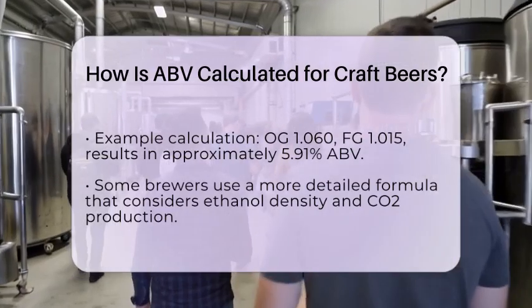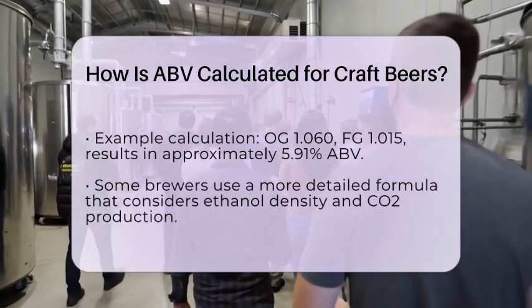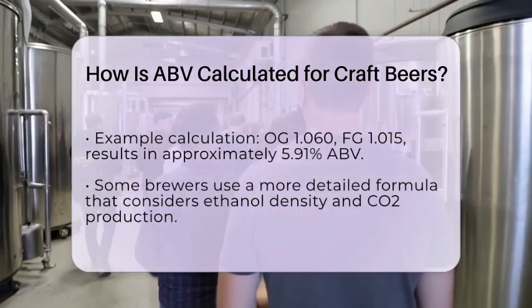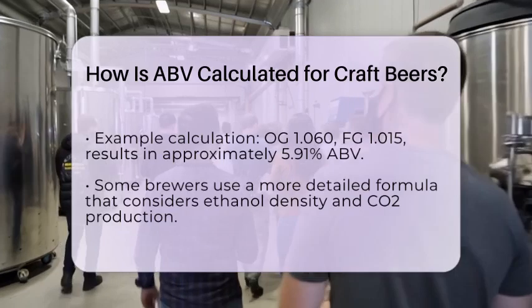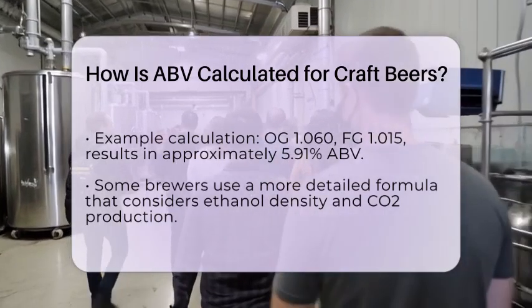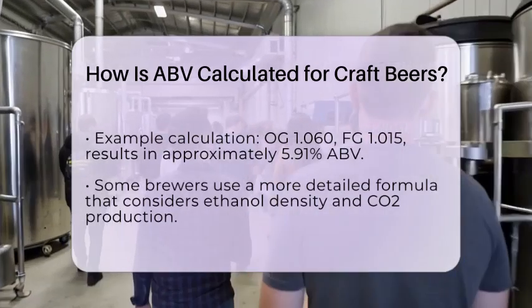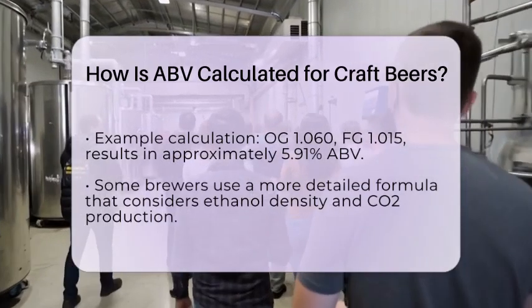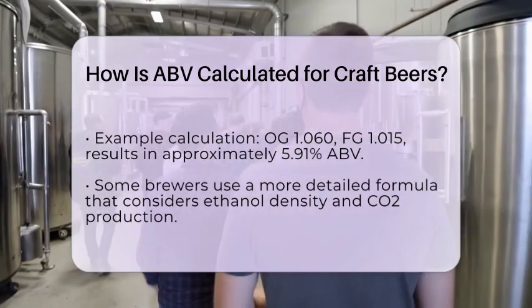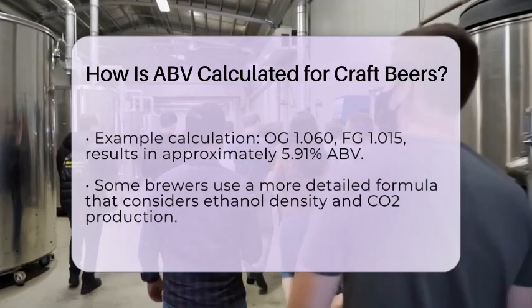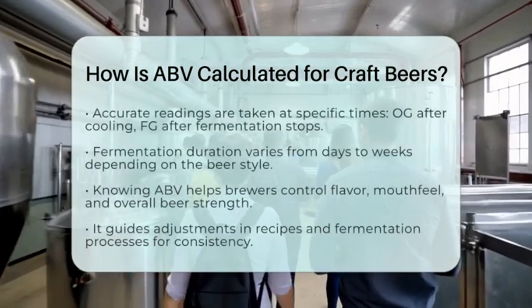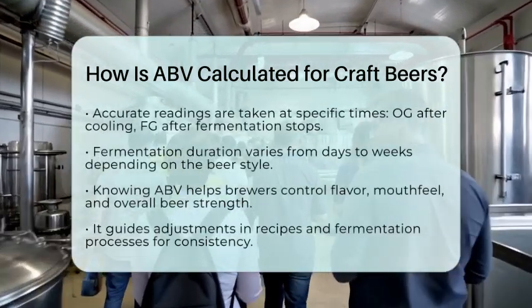To get accurate readings, brewers use a calibrated hydrometer or refractometer and take measurements at specific times. The original gravity is recorded right after the wort is cooled and before yeast is added. The final gravity is noted once fermentation stops, which can take several days or weeks depending on the beer style.